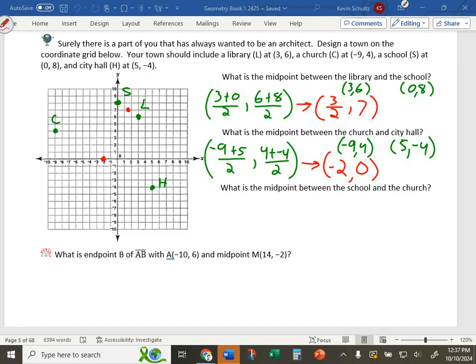Now, how we can prove that this is in the middle is if we calculate the slope. Down 4 over 7, down 4 over 7, that slope matches. That's so cool, Mr. Schultz. Thank you. We could have just drawn a line.